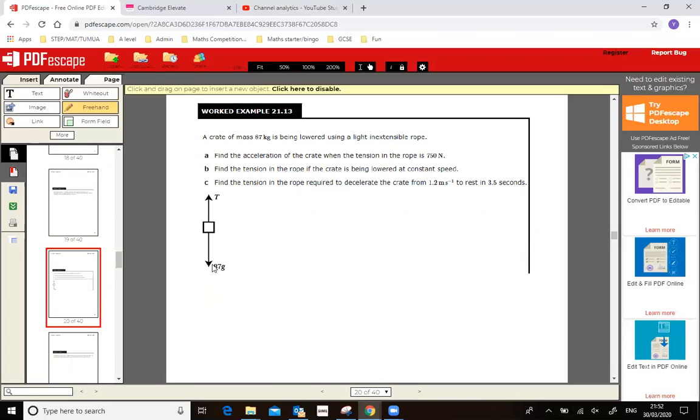Okay, we have already been given a diagram, so we can see here this 87g, that's the weight of the crate. So that would be equal to m times g, 87 times g. Now we are going to find the acceleration of the crate. It says it's being lowered, so why don't we assume that downwards is our positive direction, because that is the direction of motion.